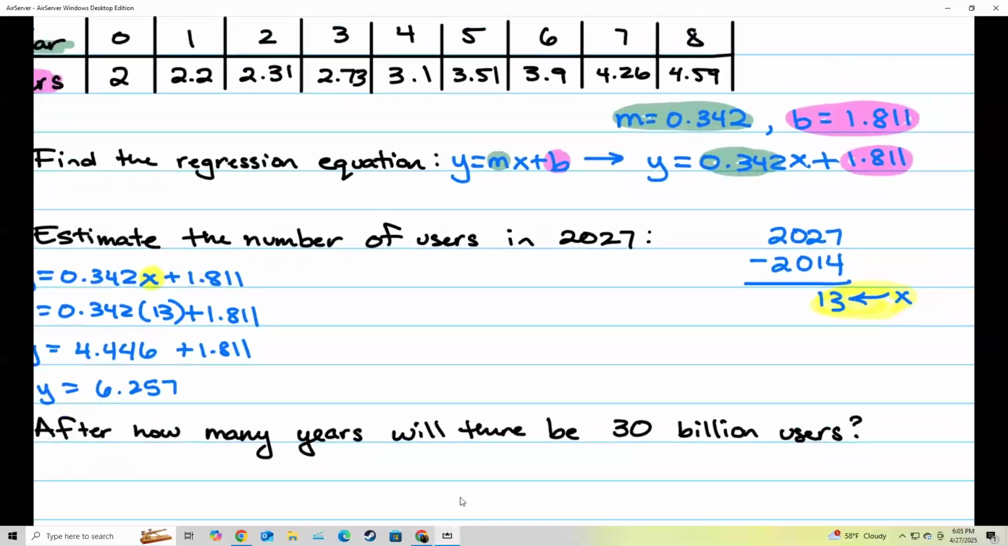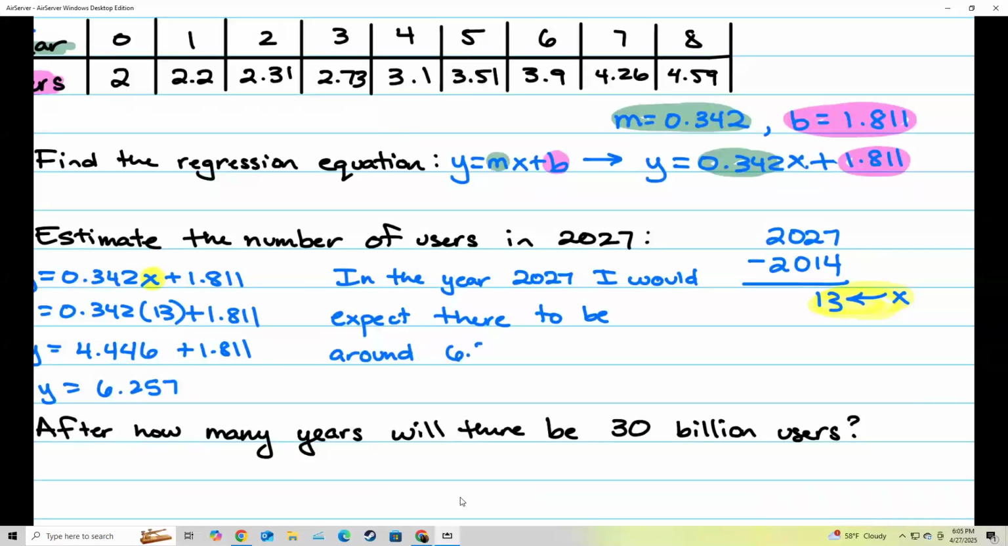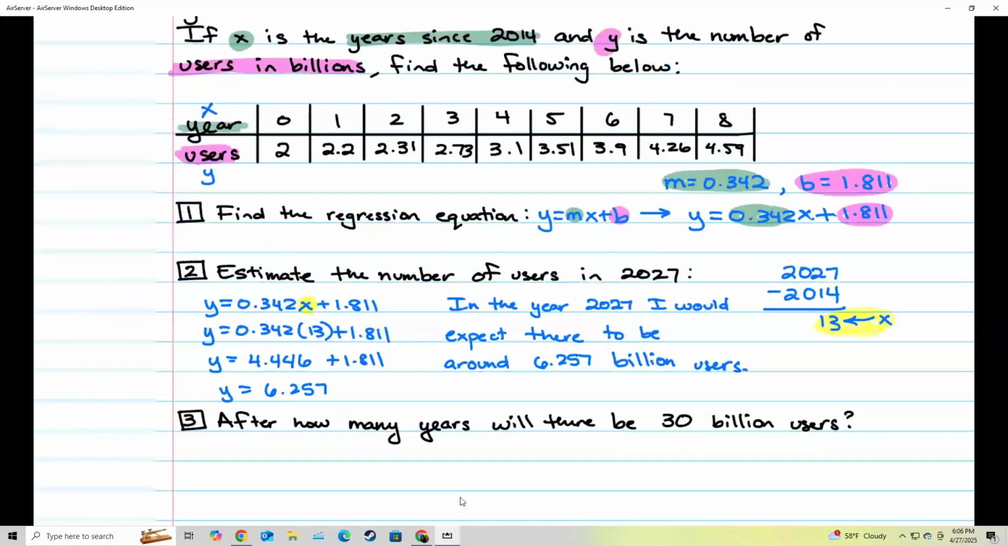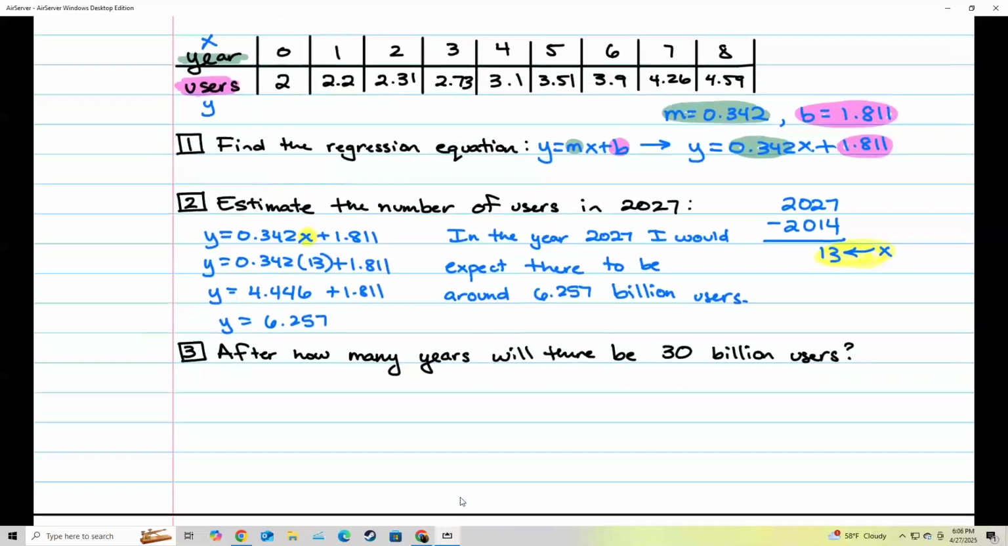So I can write something like, in the year 2027, I would expect there to be around 6.257 billion users. All right, so we were able to make a prediction based off the previous information that we had. All right, let's take a look at number 3, because that one is a little bit different.